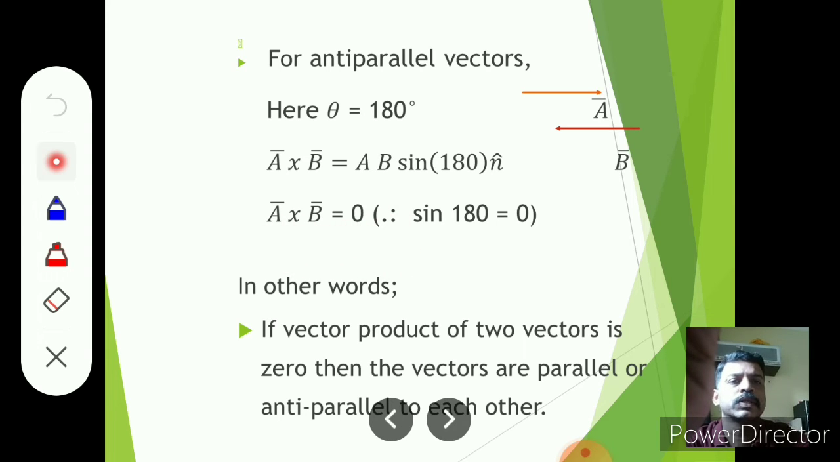In other words, if the vector product of two vectors is 0, then the vectors are parallel or anti-parallel to each other. Meaning if A cross B is equal to 0, then the two vectors may be in anti-parallel direction or they may be in parallel direction.